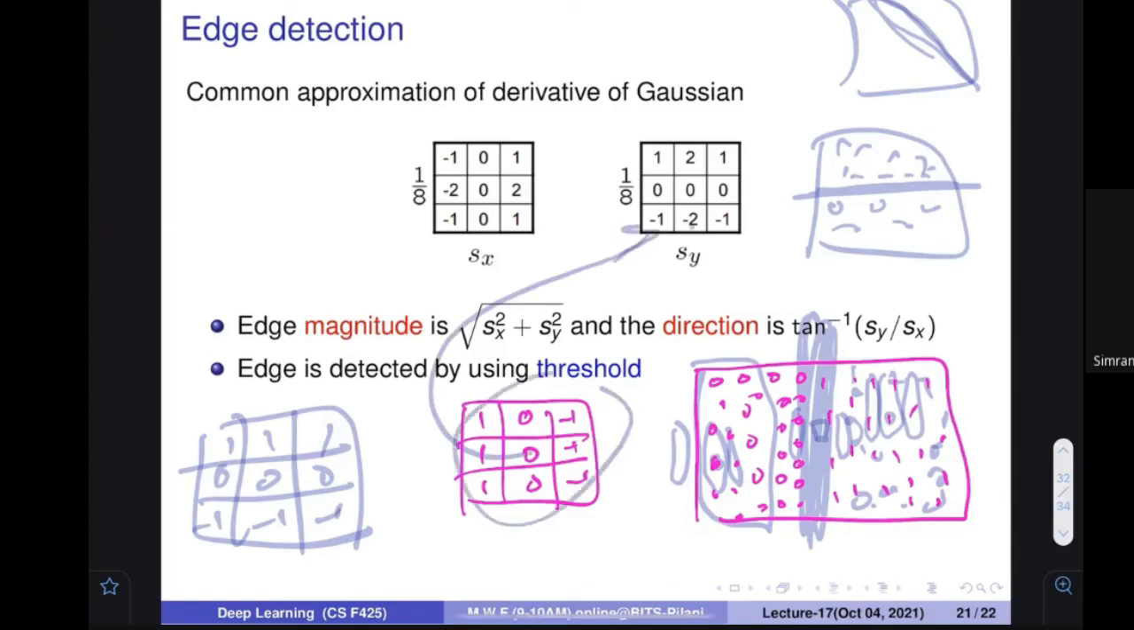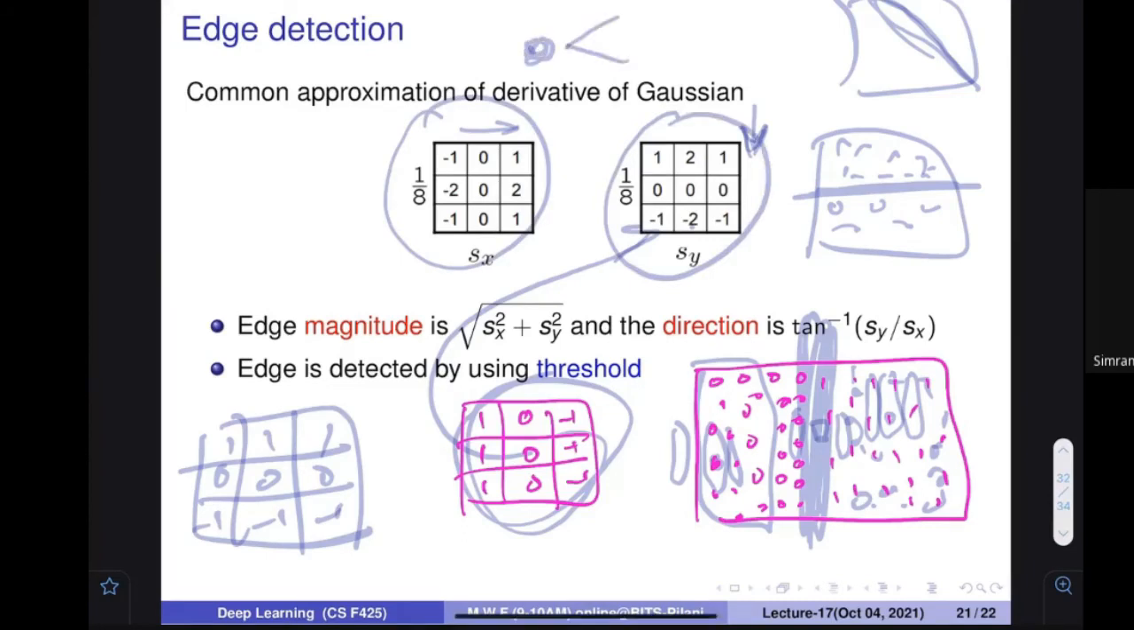Similar, the same operation. This is going to give you the vertical edges, and this is going to give you the horizontal edges. So you apply these filters on your image. One image becomes two images. By applying this, you get image 1. By applying this, you get image 2.